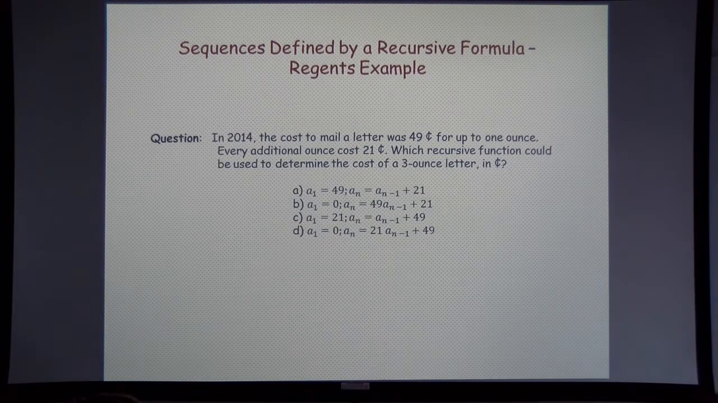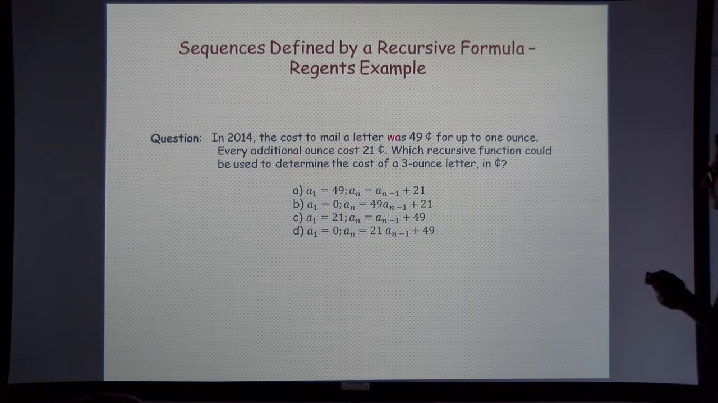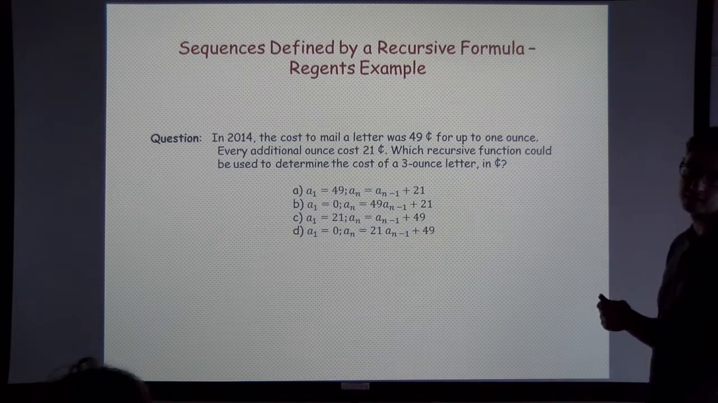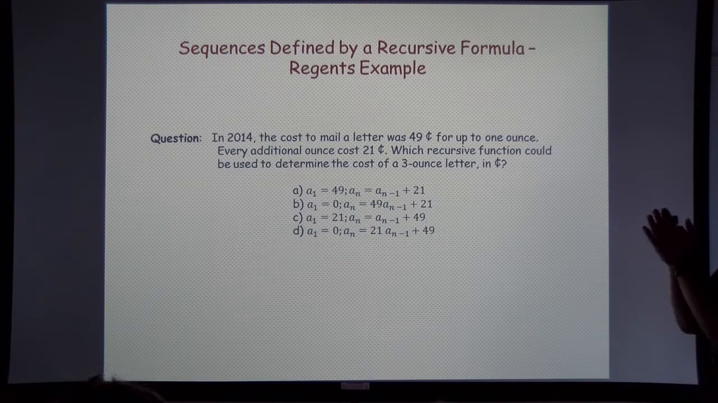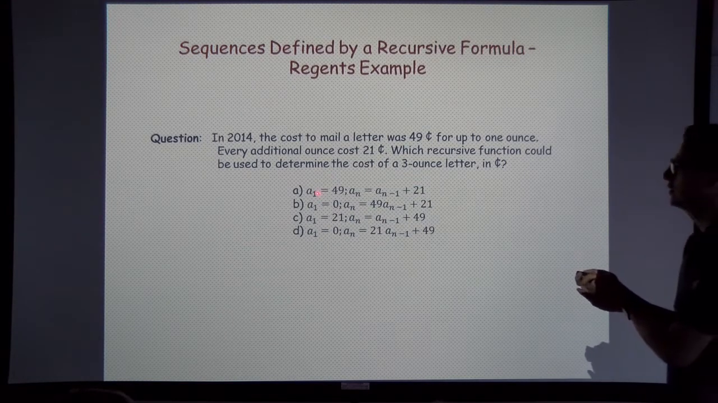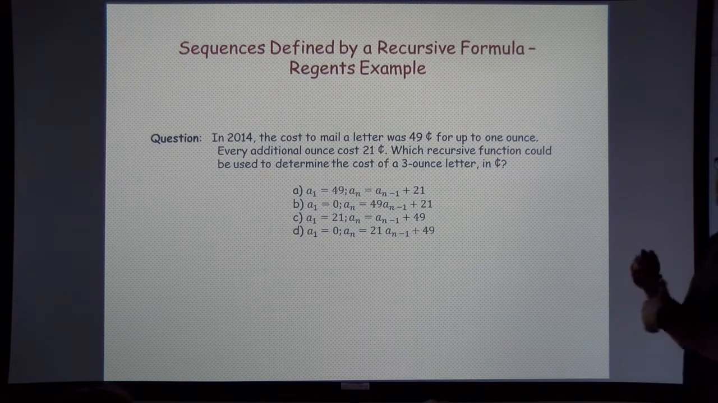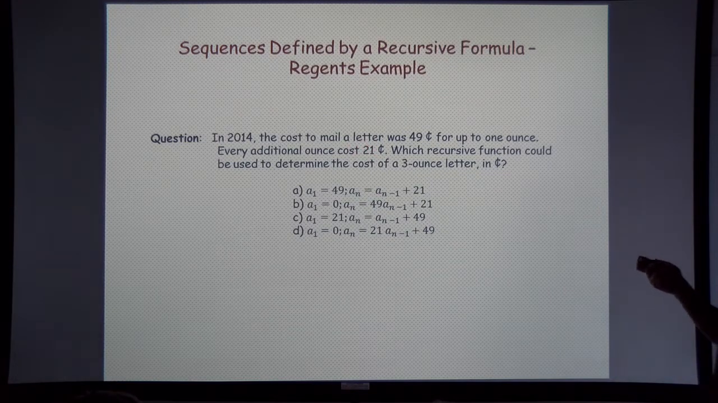So what do we think? Who's gotten an answer here? You say choice D, you say choice A. Okay, so let's see who's right. The cost to mail a letter was 49 cents up to 1 ounce. So the first ounce is going to be 49 cents. So your first term, A1, is going to equal 49 because that's your initial amount. Every ounce after that is going to be tacked on with a 21-cent cost.